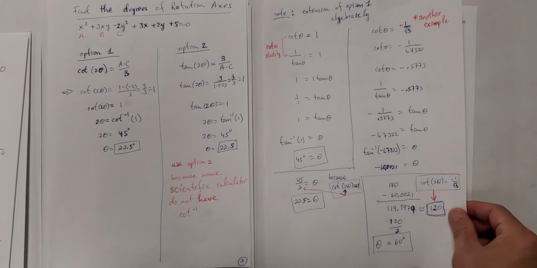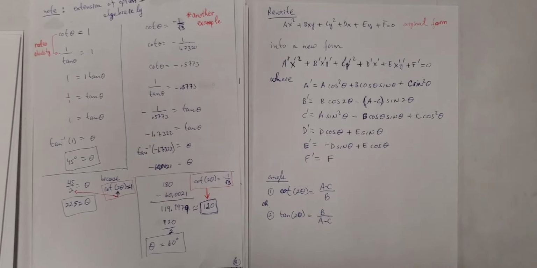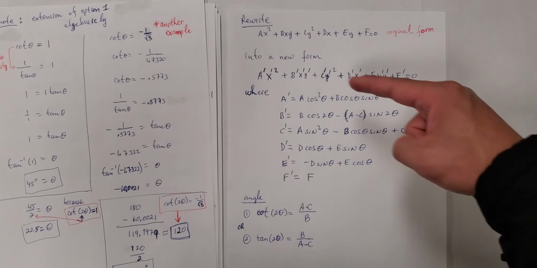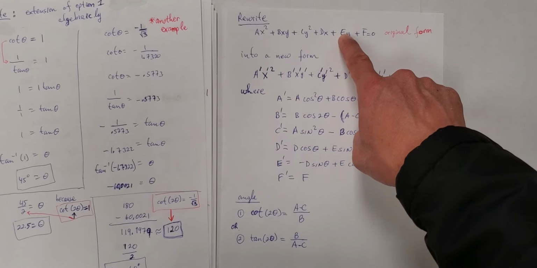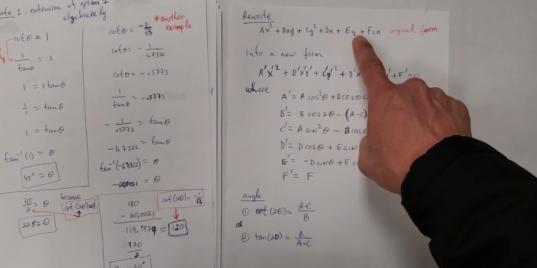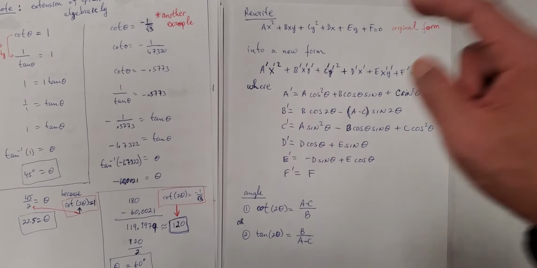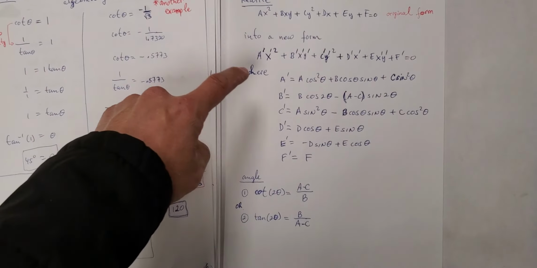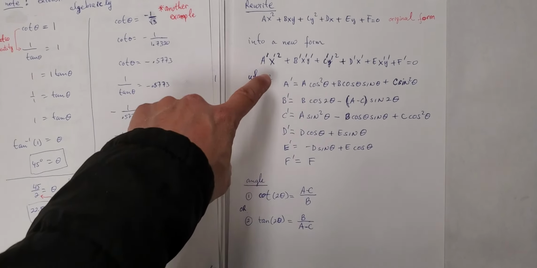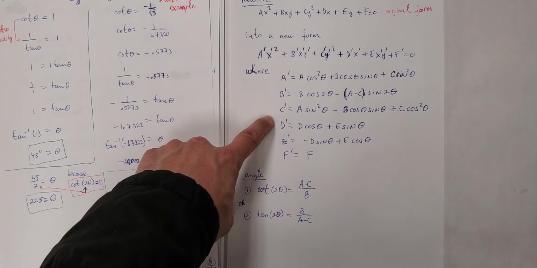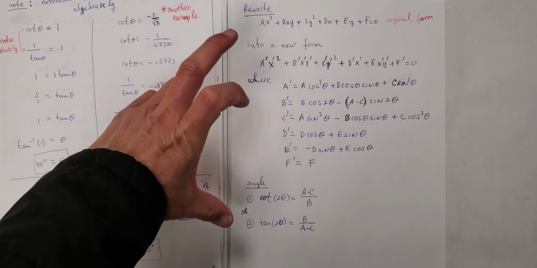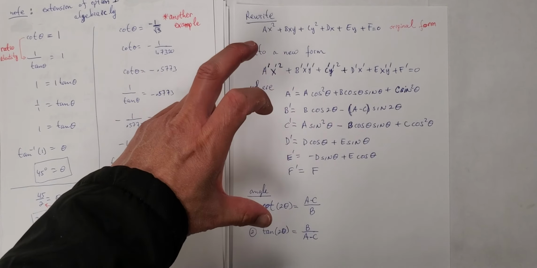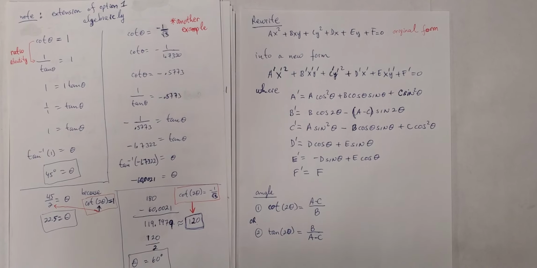And then the last page, this is just for future reference, just in case you are required to change the original into a new form. This is the original, this is the new form. The process is very lengthy. As you can see, a lot of formulas. You have 1, 2, 3, 4, 5, 6 formulas that you have to deal with. So that's for future reference, and I hope this helps out.